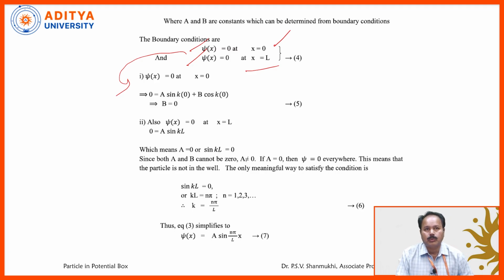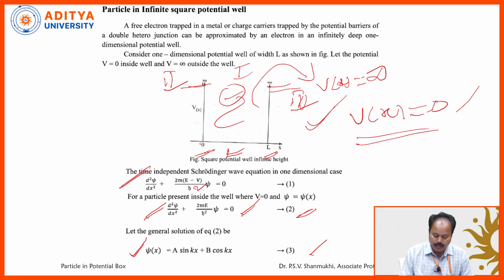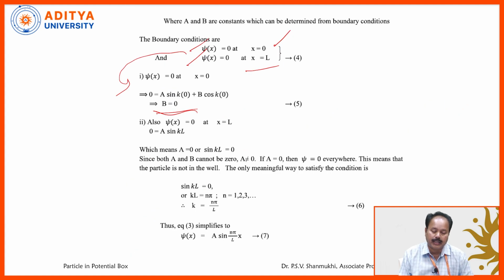0 is equal to A sin kx, with x equal to 0: A sin k0 plus B cos k0. Sin 0 is 0, we already know, and cos 0 is 1. That's why we get B is equal to 0. Our assumed solution psi of x is equal to A sin kx plus B cos kx, A into something plus B into something. But applying the first boundary condition, we are getting B is equal to 0.